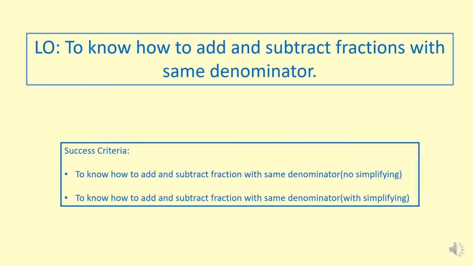So now please write yellow in your book, and yellow is to know how to add or subtract fractions with the same denominator. So today we're just looking at the same denominators, but we have 2 steps. The first step is looking at the same denominator with no simplifying at the end, and the second step is the same denominator with simplifying at the end.